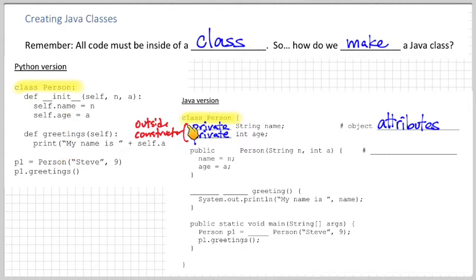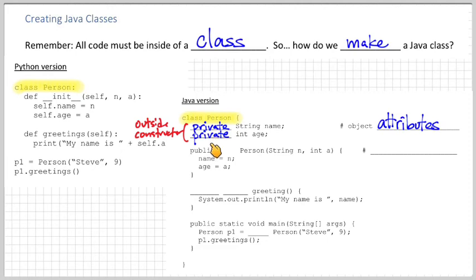But in Java, all of our attributes are defined within the class but outside of any of the methods. And typically, it's good convention to put it right underneath the class person right here, to start off by defining any sort of attributes, any sort of data that person contains.